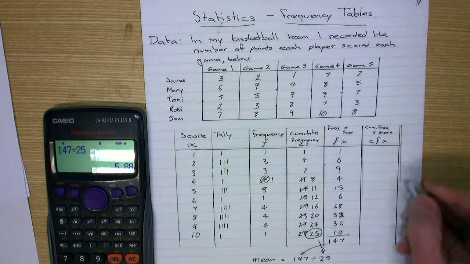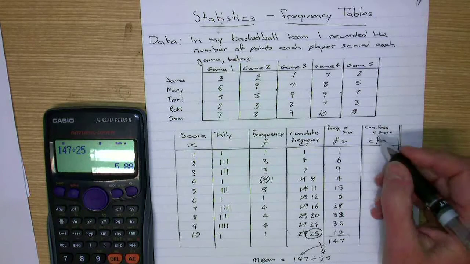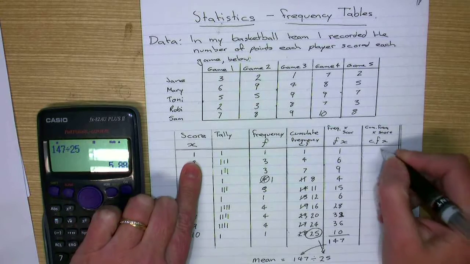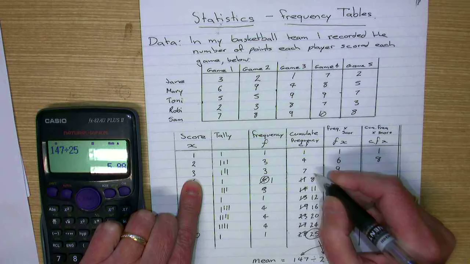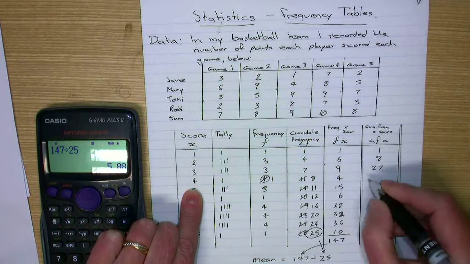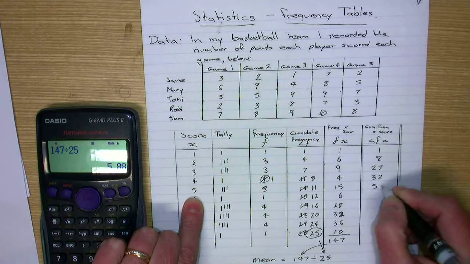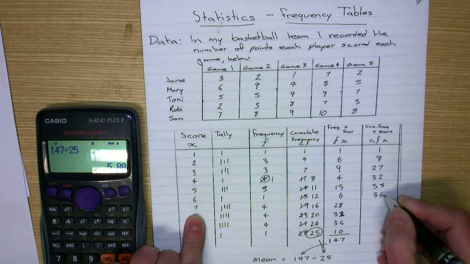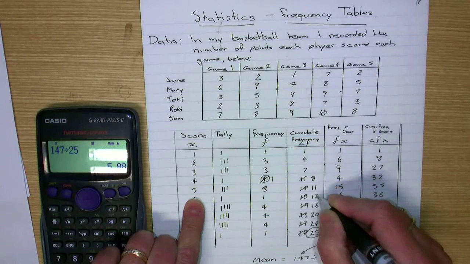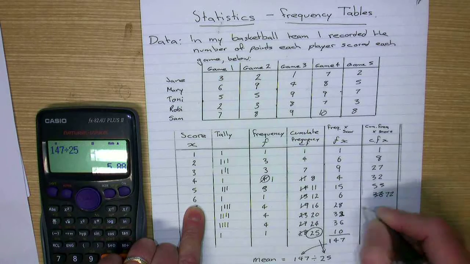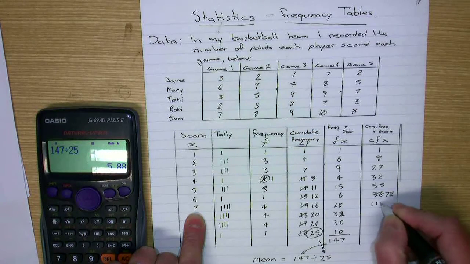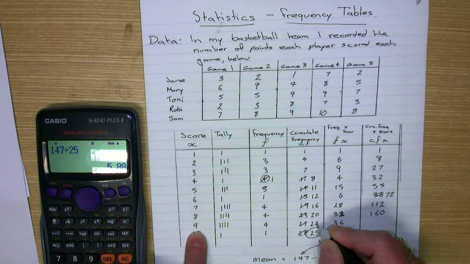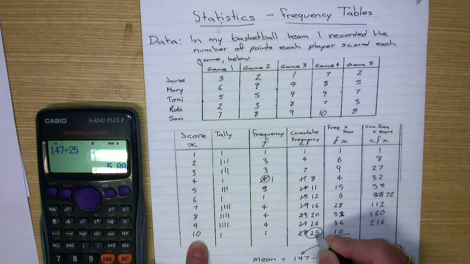Alright, in this column here, I can do my cumulative frequency times the score. So I'm taking this column, the cumulative frequency, and I'm multiplying that by the score. So 1 times 1 is 1, 4 times 2 is 8, 8 times 3 is 24, 11 times 4 is 44, 11 times 5 is 55, 12 times 6 is 72, 16 times 7 is 112, and 20 times 8 is 160, 24 times 9 is 216, and 25 times 10 is 250.